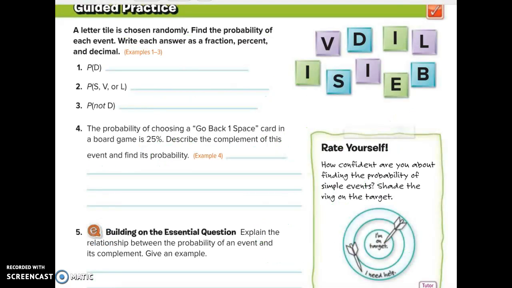Okay, so now it is time to do your assignment. On page 714, I want you to do the guided practice number 1 through 5. Yes, I want you to do number 5. It says explain the relationship between the probability of an event and its complement. Give an example. So come up with something on your own.